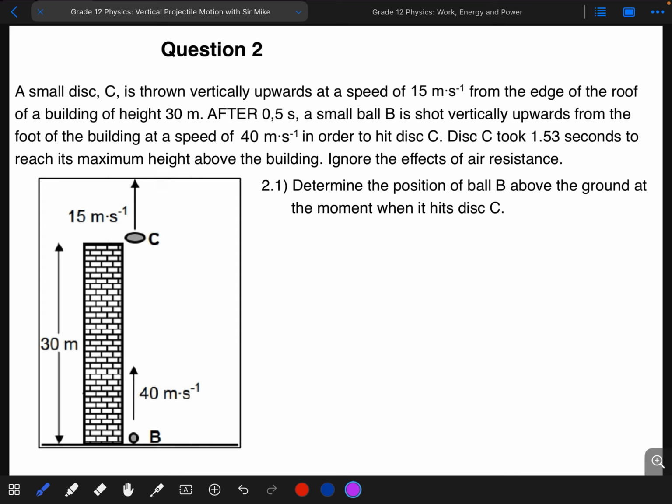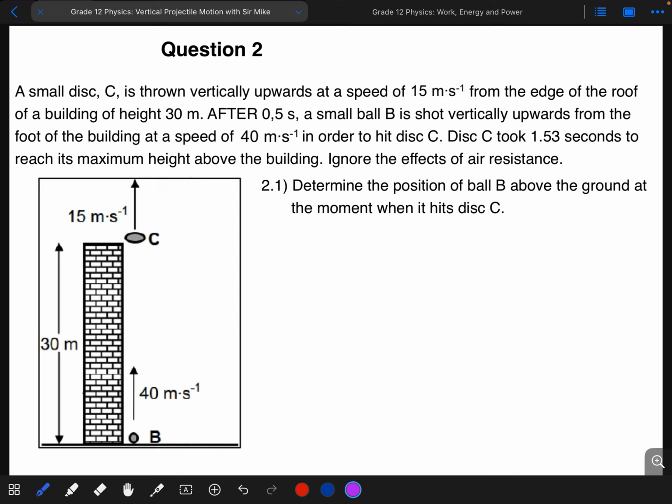They said that disk C took 1.53 seconds to reach its maximum height above the building. They said that they ignored the effects of air resistance. Now they said to determine the position of ball B above the ground at the moment when it hits disk C.